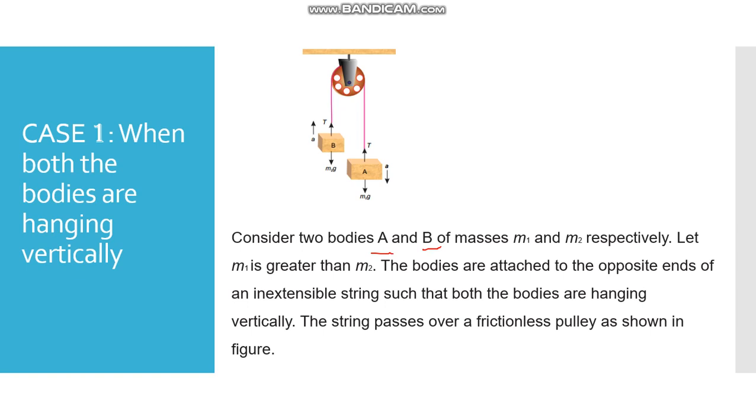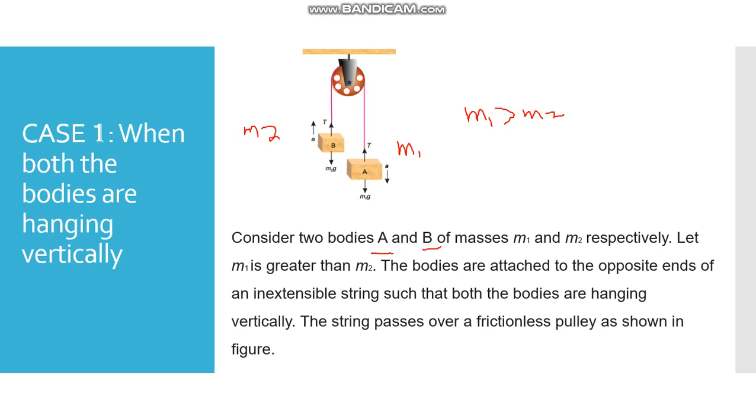The mass of body A is m1 and the mass of body B is m2. And one more thing we have said, that m1 is greater than m2. The bodies are attached to the ends of an inextensible string such that both the bodies are hanging vertically. The string passes over a frictionless pulley as shown in the figure.